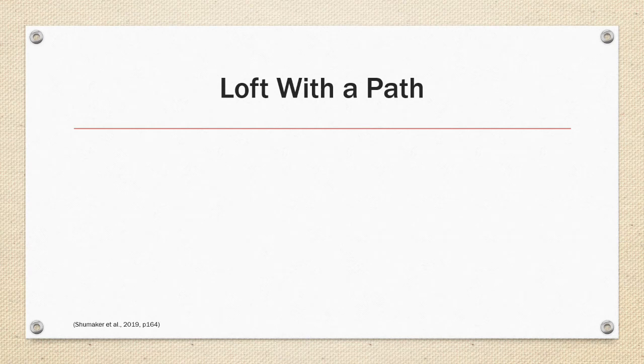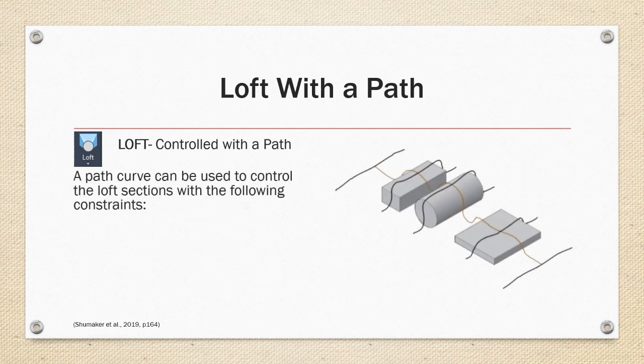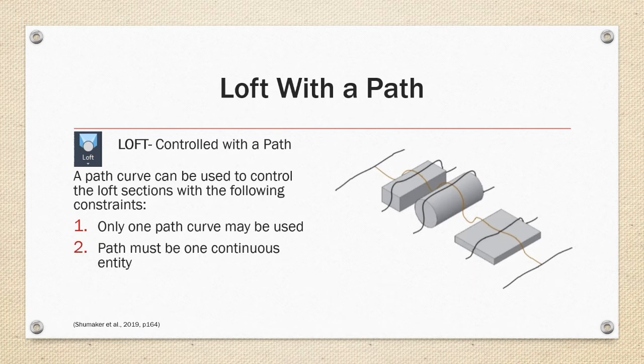Loft with a path. The loft command in AutoCAD is a powerful tool with the ability to generate shapes with cross sections. Control of the loft can be enhanced by the addition of path curves with the following constraints. First, only one path curve may be used in a loft. Second, the path must be one continuous entity. And thirdly, the path is not required to contact the loft sections.